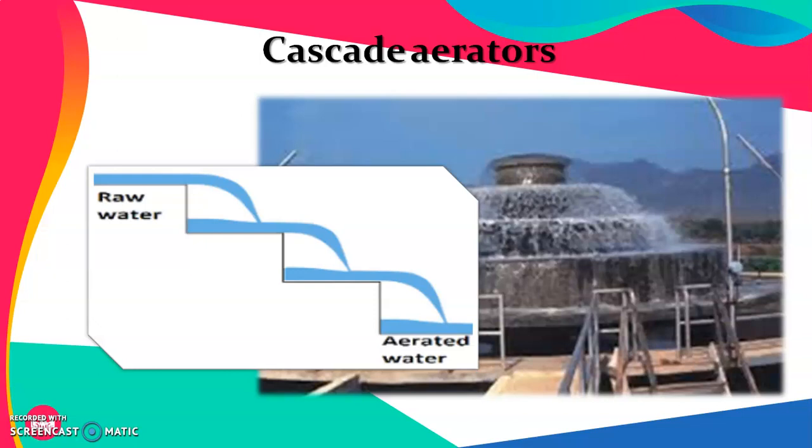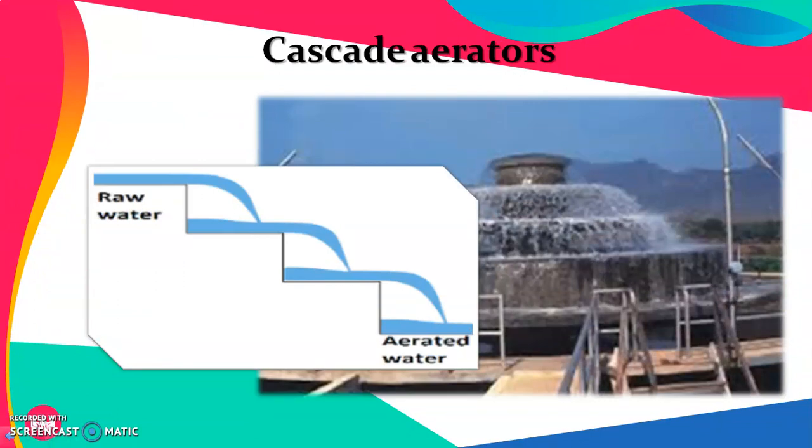When water is entered, generally it enters at the center and then is allowed to fall through a series of steps under the effect of gravity. This helps us form a thin layer of water, or even creates certain droplets of water, which results in more and more contact. The overall procedure also helps us build a thin layer or thin lamina, which is continuously renewing. And in this process, the aeration takes place.